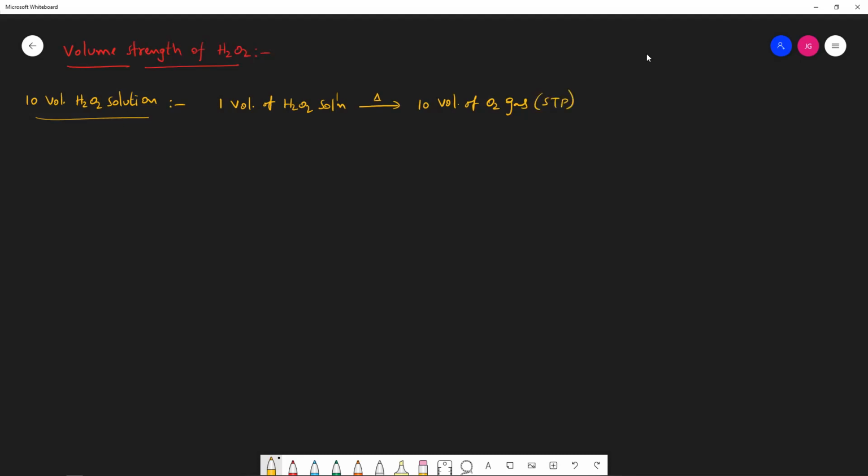So when I label one H2O2 solution sample as 10 volume strength, I mean to say that 1 volume of that H2O2 solution upon heating liberates 10 volume of oxygen gas at STP. So in terms of different units of volume, if you take 1 liter of H2O2 solution, this upon heating is going to produce 10 liter of oxygen gas, provided the conditions are STP.